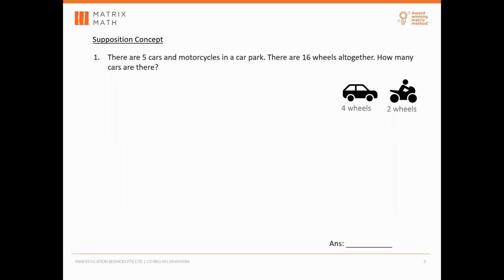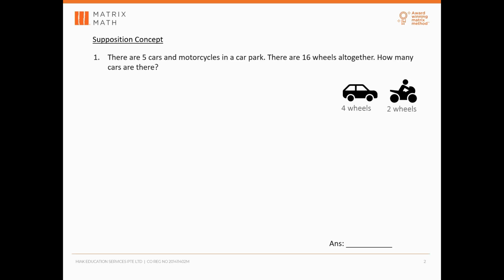So in school, teachers may introduce the guess and check method. Okay, using the guess and check method, it's actually not as efficient to get the answer. So using the supposition concept, we can get to the answer much more effectively and efficiently.